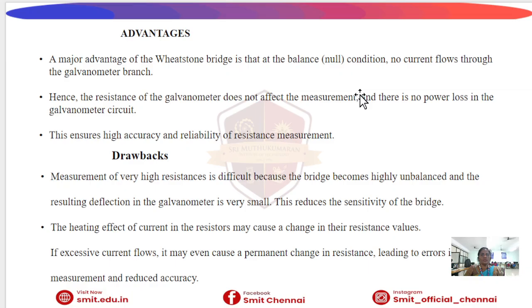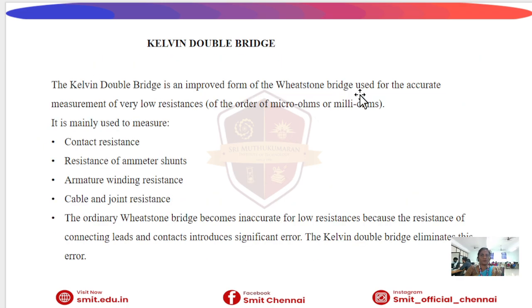The drawbacks of the Wheatstone bridge are that it is not suitable for measuring very high resistance because galvanometer deflection becomes very small. Also, heating of resistors due to current can change their resistance values. This leads to errors and reduces accuracy.